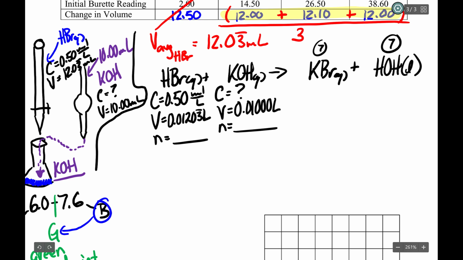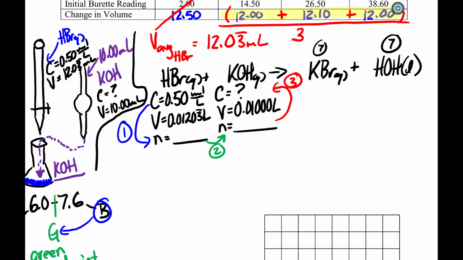All right, so step 1, take that concentration, turn it into moles. Step 2, mole to mole ratio. Step number 3, turn those moles into a concentration, and we're going to be there. So let's start with step number 1.